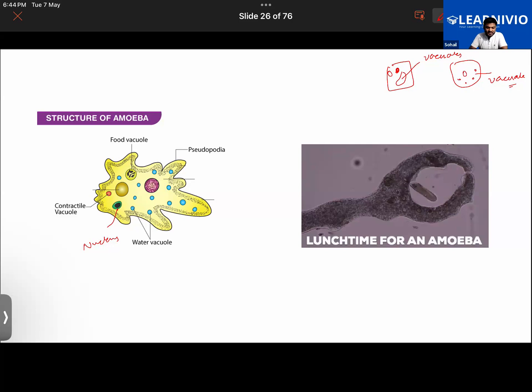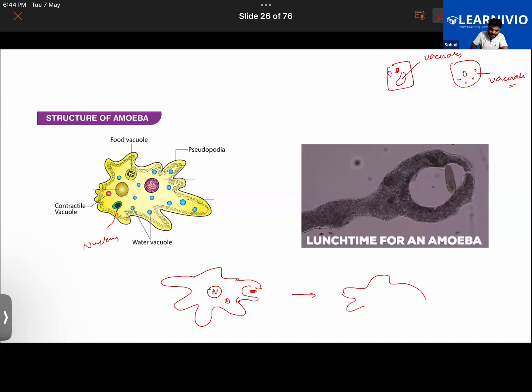So what happens whenever there is a prey nearby to this amoeba, it will start to extend its legs towards the prey. That is the nucleus, that is the vacuole. So this is the prey. Later on, the pseudopodia will start to join. And as you can see in this animation also, the prey has been trapped. And later on, where will this prey be going to? It will be going to the food vacuole. All of you have understood this or not?